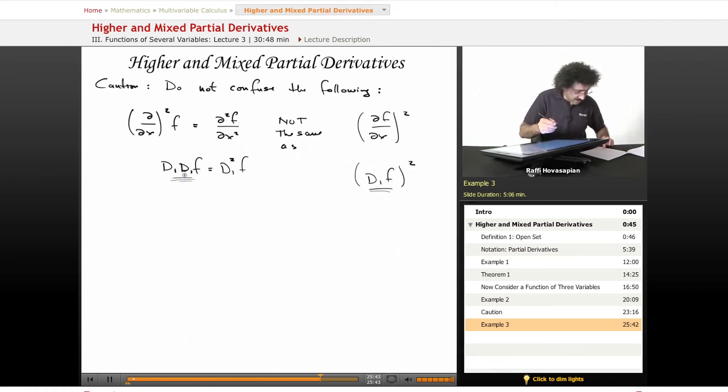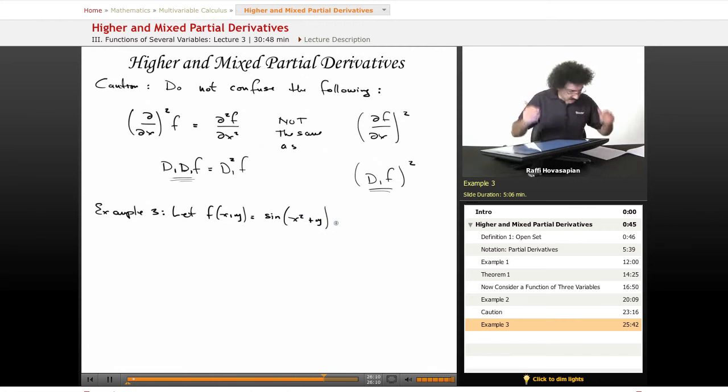So let's just do another example here. Example 3. We will let f of x, y equal the sine of x squared plus y. Okay? And let's just run through all of them.